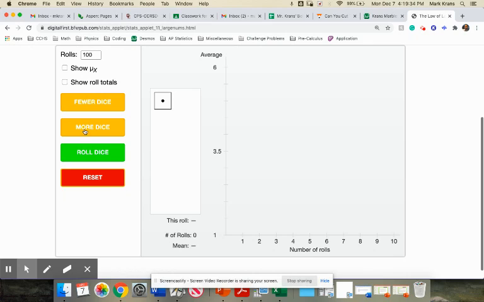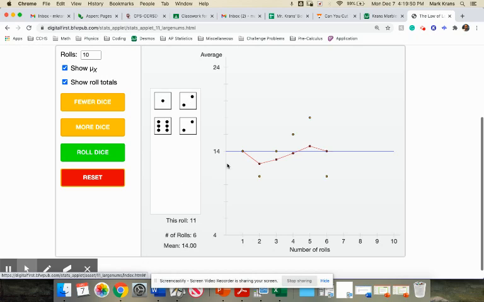So here, let's do a couple more dice. All right, so if I roll 4 dice, then the average of the roll should come out to 14, okay? And if I just roll 10 times to start, you'll see that my rolls are kind of all over the place. Sometimes they're below 14, sometimes they're right at 14, sometimes they're above 14. So the yellow dots that I can get rid of are the roll totals, okay?